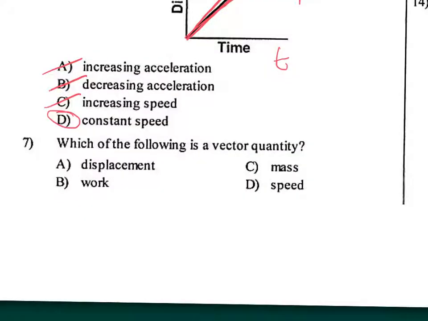Similar to the scalar question before, you know that speed's a scalar, you know mass is a scalar. Work, you don't know if it's a vector or not, but you're asked to find a vector, and you definitely know that displacement's a vector.